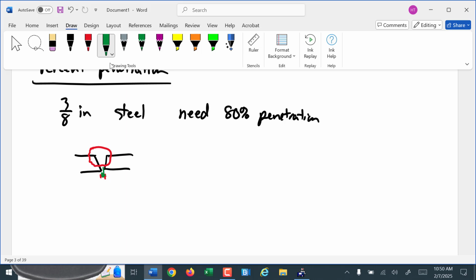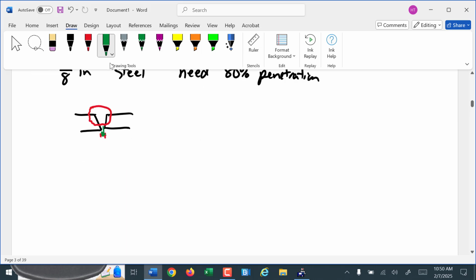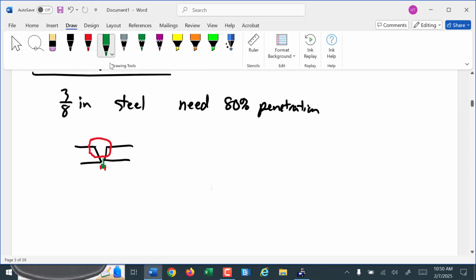Not possible. So depending on your weld, sometimes you want to hit that 80 to 90%. Other times you're looking for like 50%. You're going to weld it from both sides. Certain materials you can't do that with. So anyway, 80% penetration.